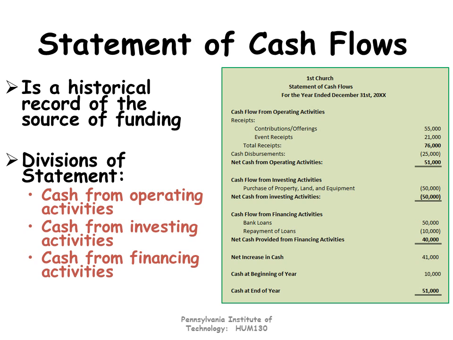Then we have cash flow from financing activities, which we already talked about. So you take these numbers that have the double underlines and you add them together. So 51,000 minus 50,000 is $1,000. Then you take the 40,000 and you add that to the 1,000 and that gives you 41,000. At the beginning of the year, the church had $10,000 in cash. At the end of the year, the church has $51,000 in cash.